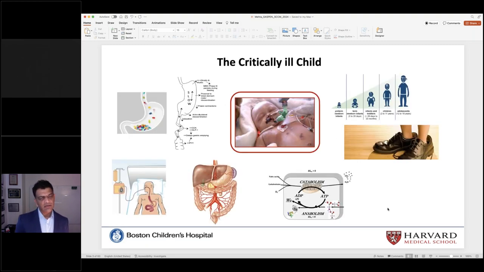The critically ill child is special in a variety of ways. I think one of the most important aspects in a critically ill child is that they are not adults. As you can see, we see them in a variety of sizes and shapes. There is an interaction between critical illness, a critically ill child, and drugs that we use that impacts not just the splanchnic circulation where absorption is dependent, but also the complete dependence on artificial nutrition. And finally, the metabolism in critically ill patients is truly unique, both dynamic as well as unpredictable.